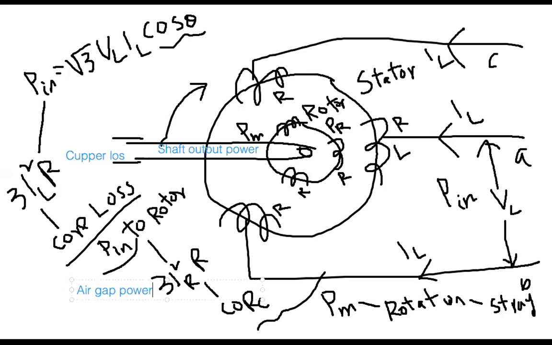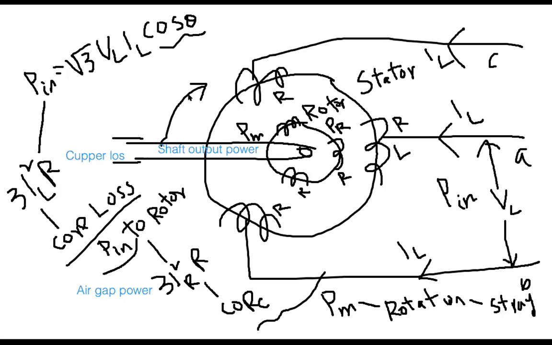Air gap power is called that because there is an air gap between stator and rotor. So the air gap power means the input to the rotor circuit. Once it is input to the rotor circuit, you subtract its copper losses, I mean the rotor copper loss, and then again you subtract its core loss. That is the mechanical power Pm available on the shaft. And then with that mechanical power, it will start rotating.